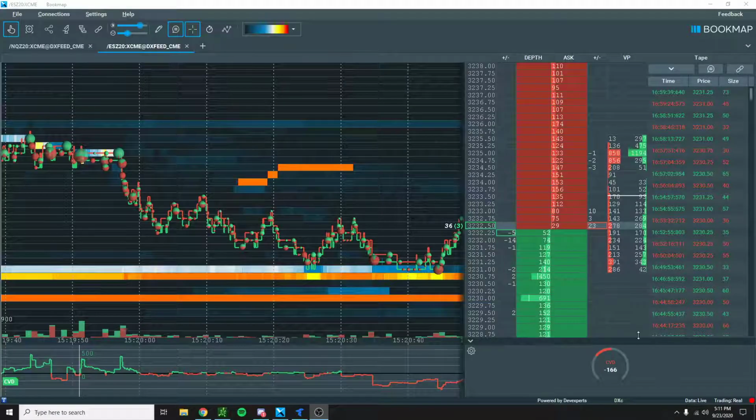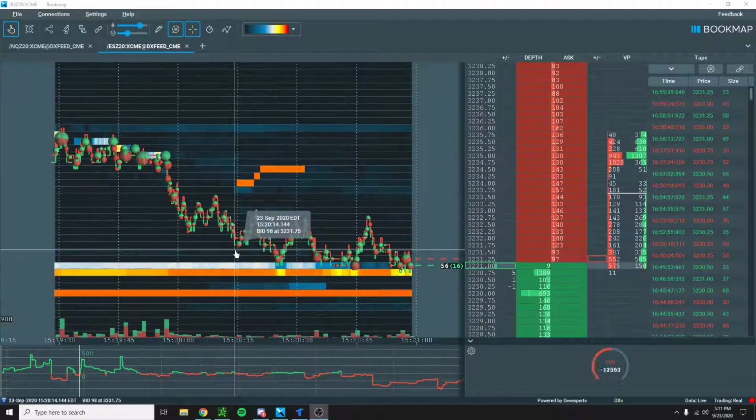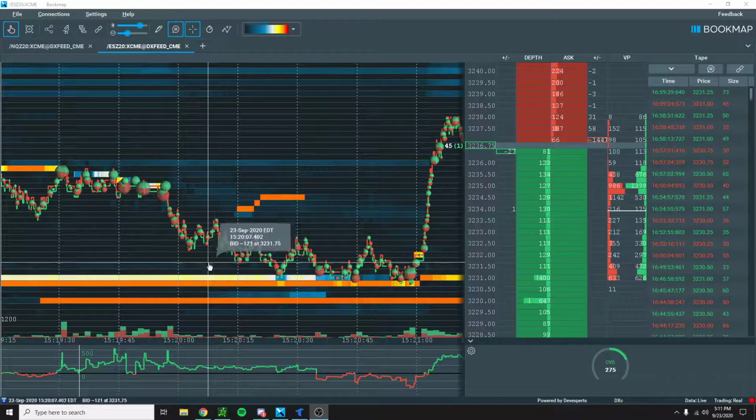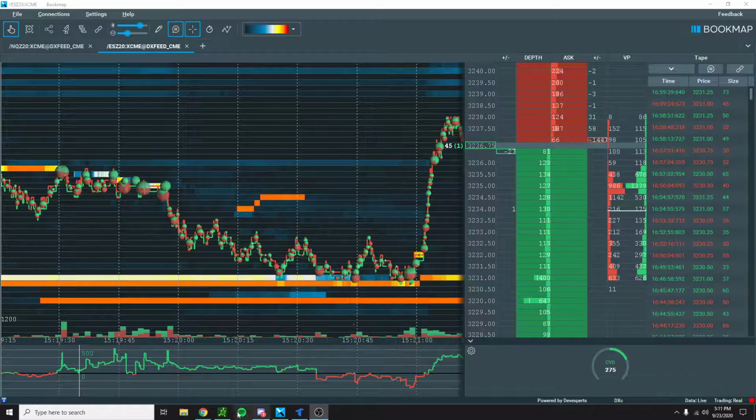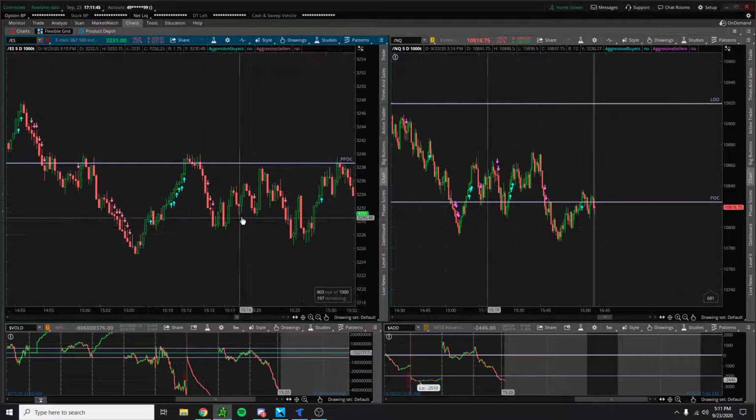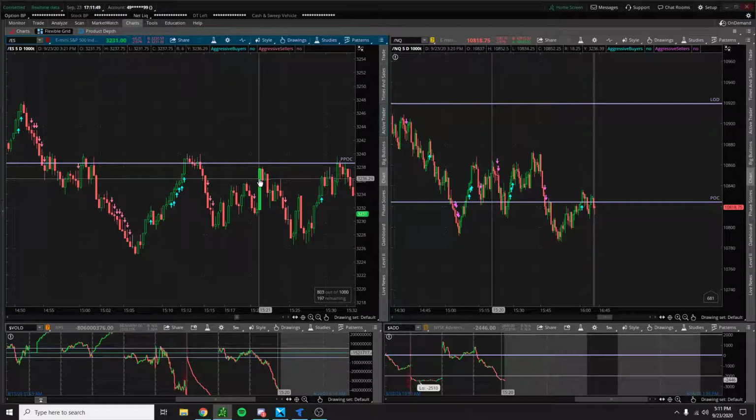Alright guys, so basically this is going to be a quick video about the sweep and the absorption that went on beforehand. Okay, so this happened at 3:20, 3:21. This candle right here is what we're going to be looking at. So this action right here.